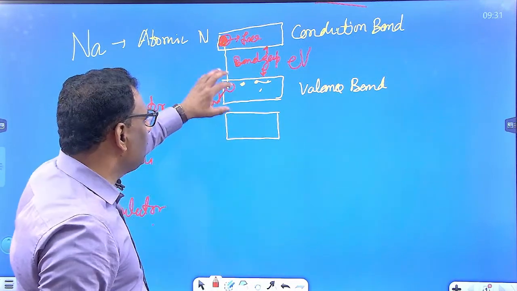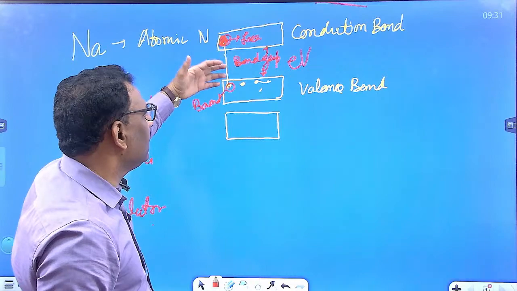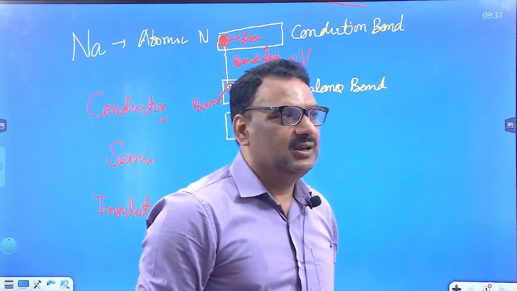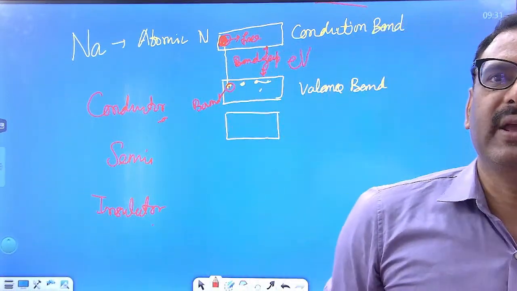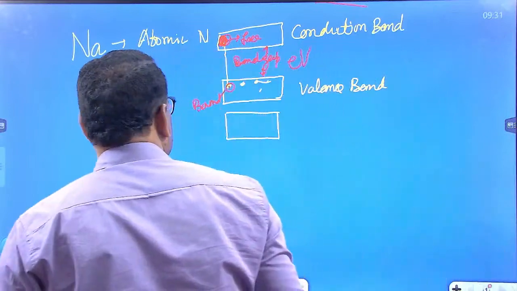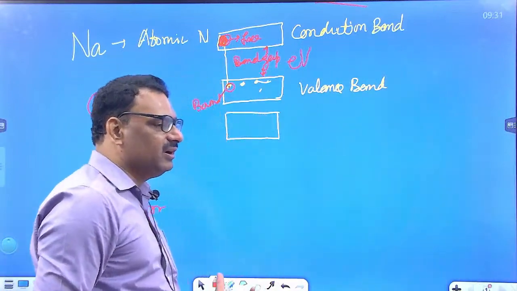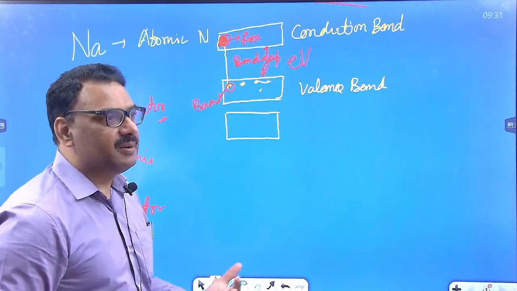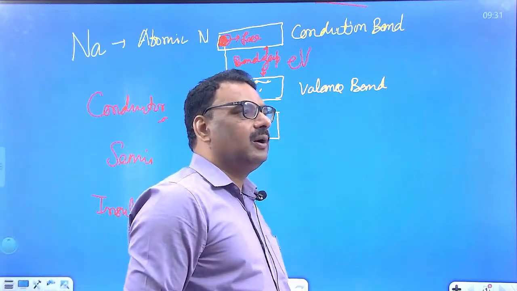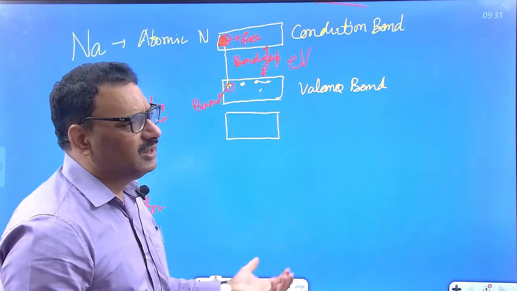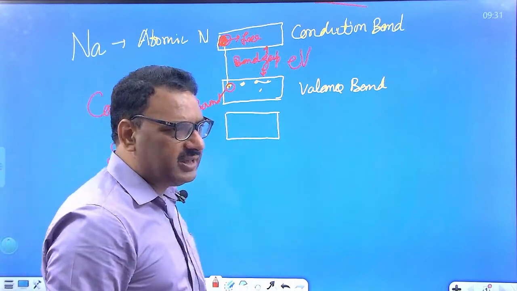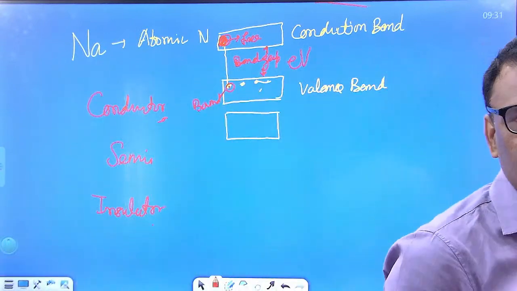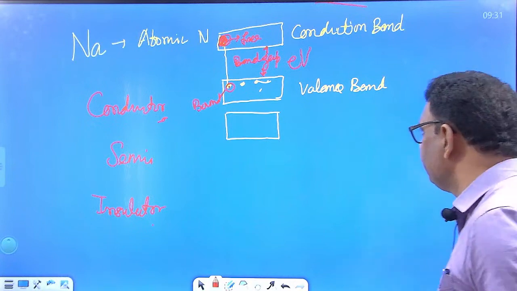So to make it free, we will supply energy from outside, either as thermal energy, by temperature, or by applying some voltage in the form of an electric field, or by any other means, with the help of photons, with light. We have different means to provide the energy to these electrons to make them free.